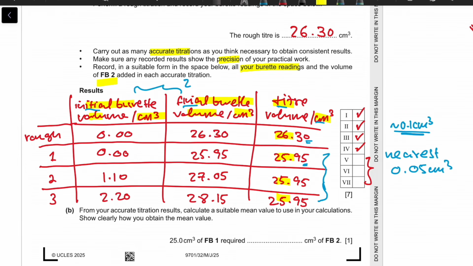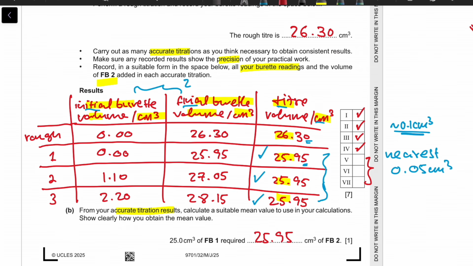Now let's answer these series of questions. From your accurate titration results, calculate a suitable mean value to use in your calculations. Show clearly how you obtain your mean value. Okay, so since I have 3 identical titers, I'm just going to place ticks next to each one to show that these are the results that are most accurate. Now, there's no need to calculate a mean. I'm just going to put down 25.95.